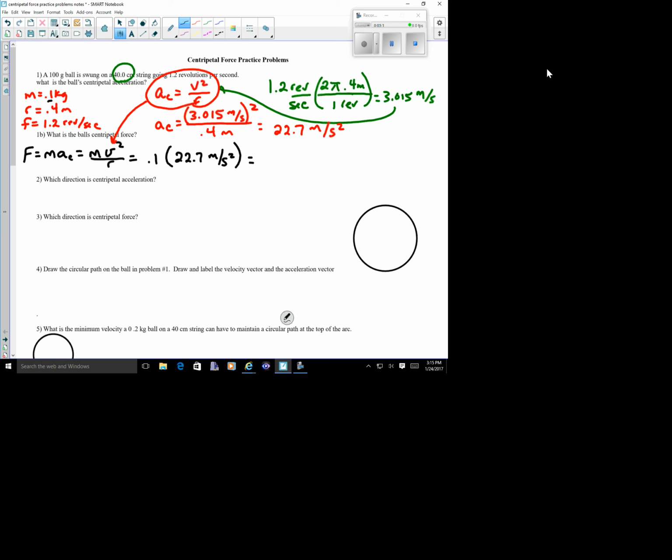That ends up giving you 2.27 kilogram meters per second squared, and that's the same thing as 2.27 newtons. And since force is measured in newtons, that makes sense.